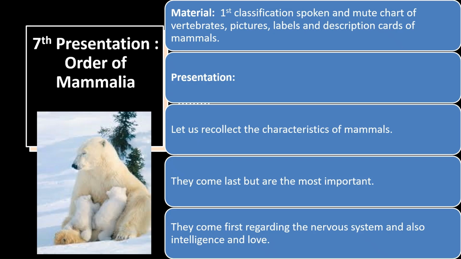7th presentation is order of Mammalia. Material is first classification, spoken and mute chart of vertebrates, pictures, labels and description cards of mammals. Presentation. Let us recollect the characteristics of mammals. They come last but are the most important. They come first regarding the nervous system and also intelligence and love.